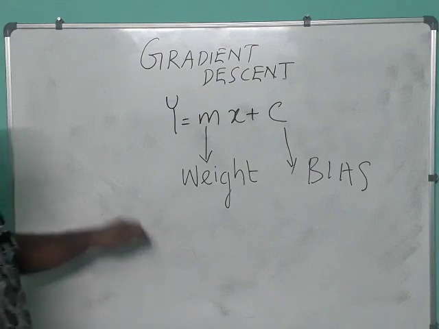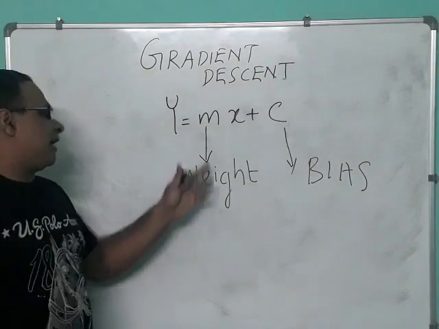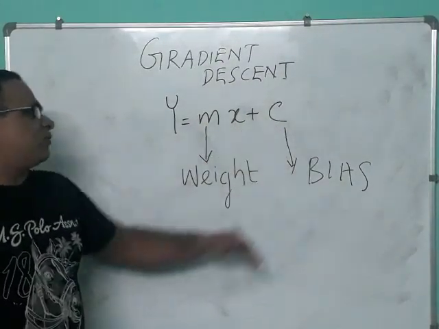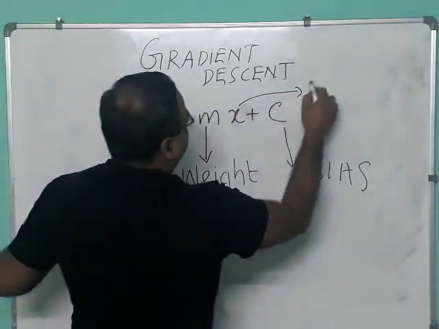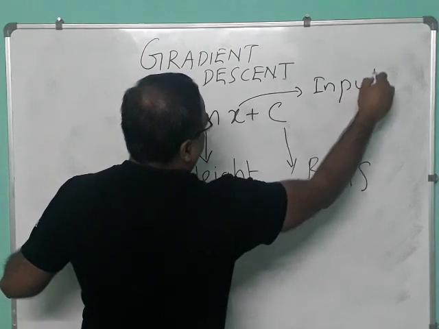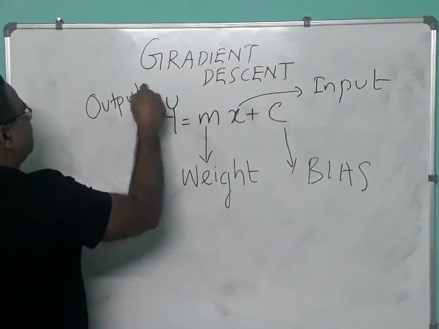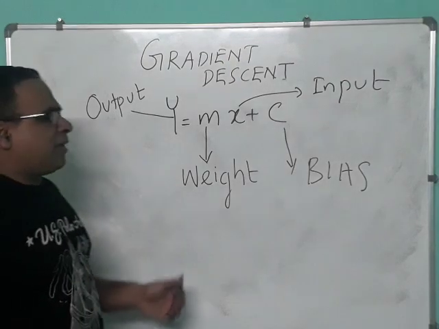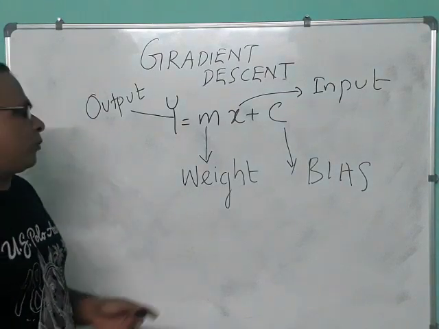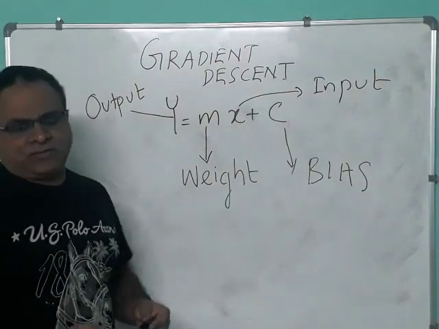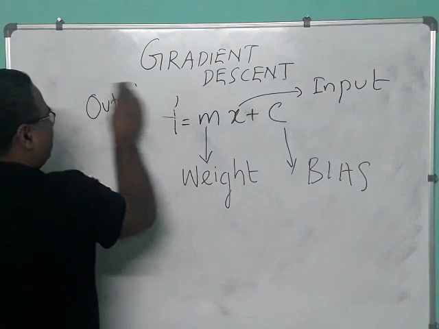We discussed this in the last video as well. In a neural network or a machine learning algorithm, m stands for weight and c stands for bias, x is the input and y is the output. Another important thing you need to understand: optimization, iterative, means gradient descent is an iterative, repetitive process, optimizing this weight and bias. That's what we are going to do here. So now you understood what weight and bias are.